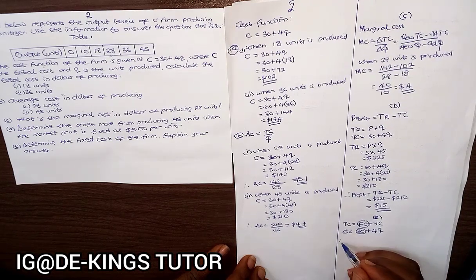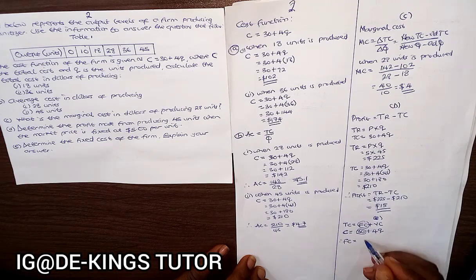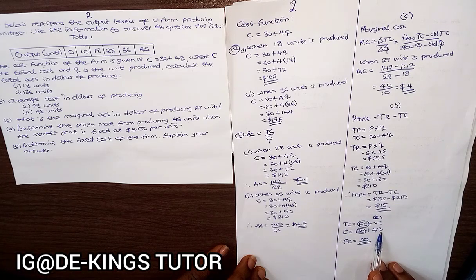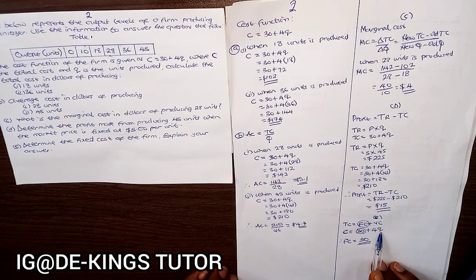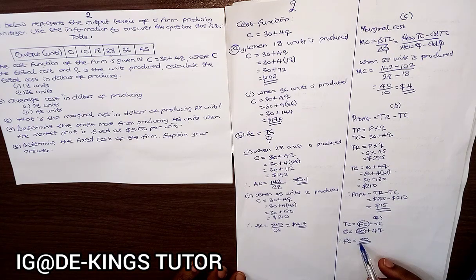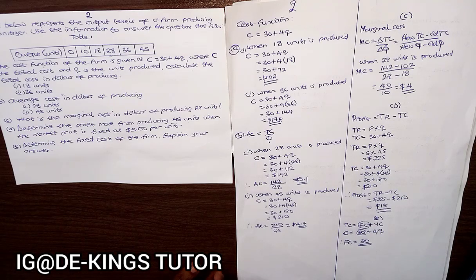So our fixed cost is 30, because it is constant in this equation, in this function. It is constant irrespective of the level of quantity, whether it is increasing or decreasing. So that is the reason why our fixed cost is 30. Okay, so that is how to solve this.